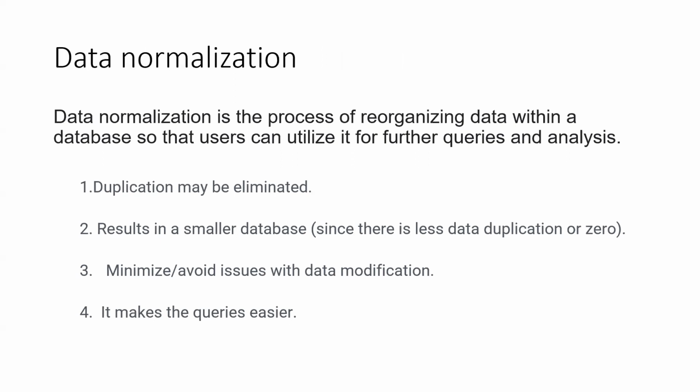Data normalization is the process of organizing the data within a database so that users can utilize it for further queries and analysis. By data normalization, the duplication of record entries can be removed, resulting in a smaller database size. One of the main conditions is that duplication can be omitted quickly. It also minimizes or avoids issues with data modification: if we want to modify any data, we can do it quickly with minimal issues. It makes the query easier. Query means the SQL query to traverse the data from the database, and it should be much easier if the data is normalized in nature.